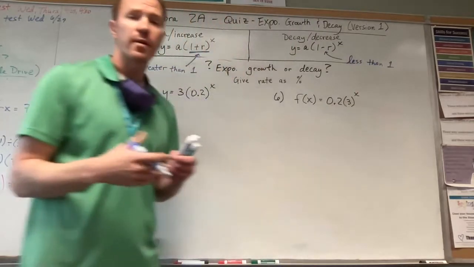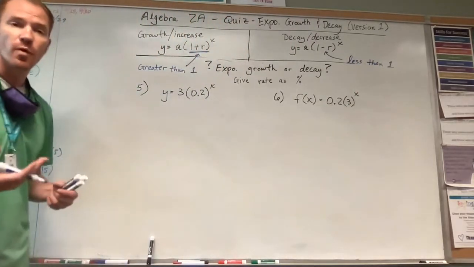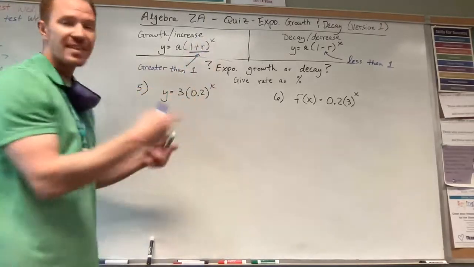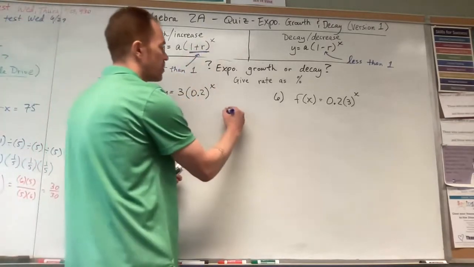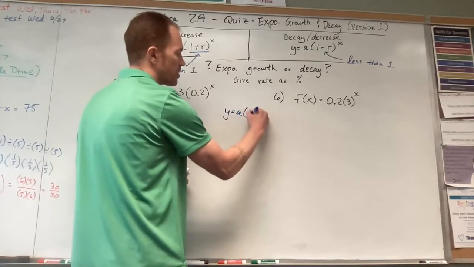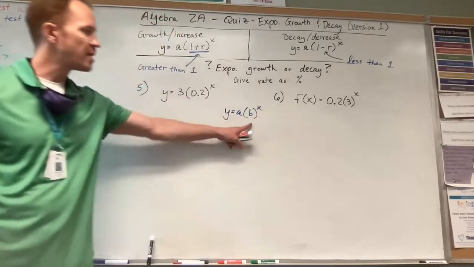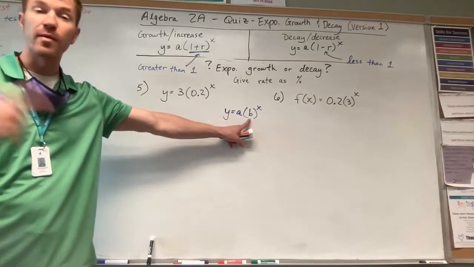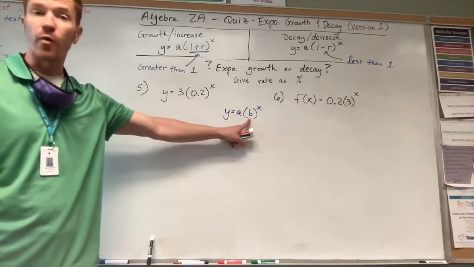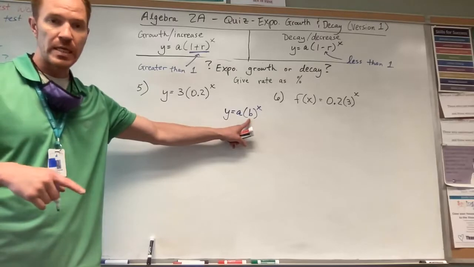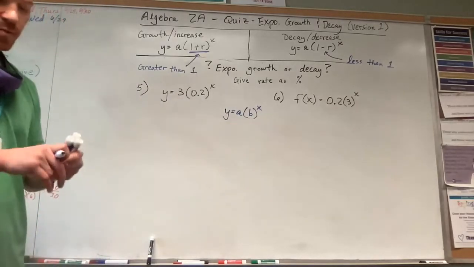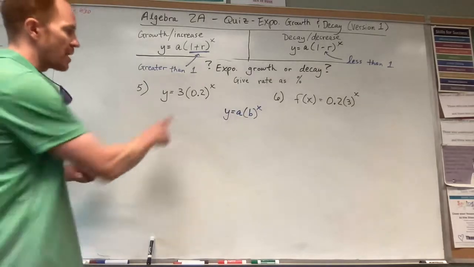So as far as figuring out is it exponential growth or decay, it's as simple as saying, is your common multiplier, remember that's b in general. If we go back to our general equation, y equals a times b to the x, basically, if b is greater than 1, then it's growth. If b is less than 1, it's decay. That's it.